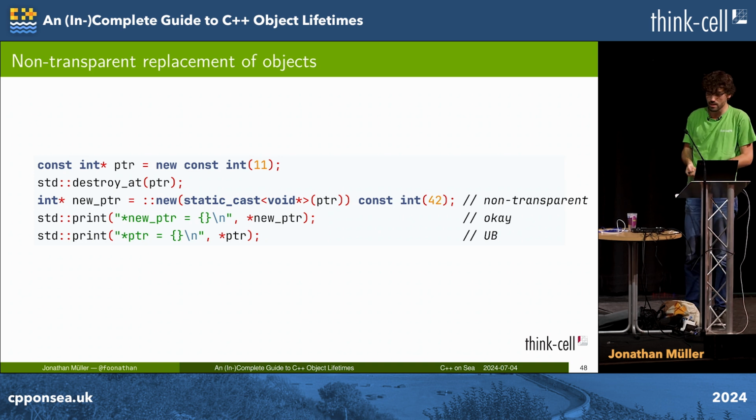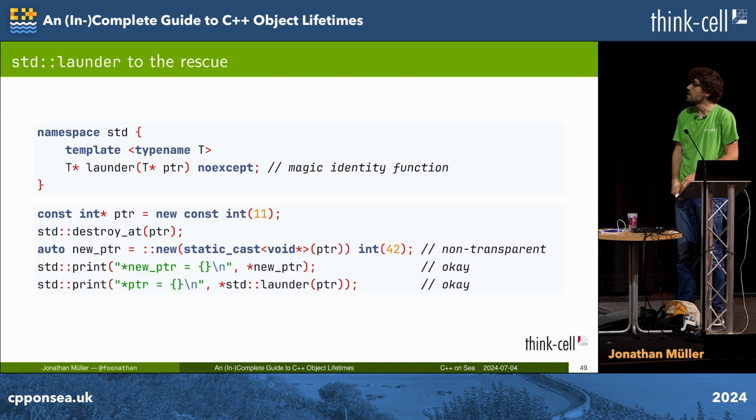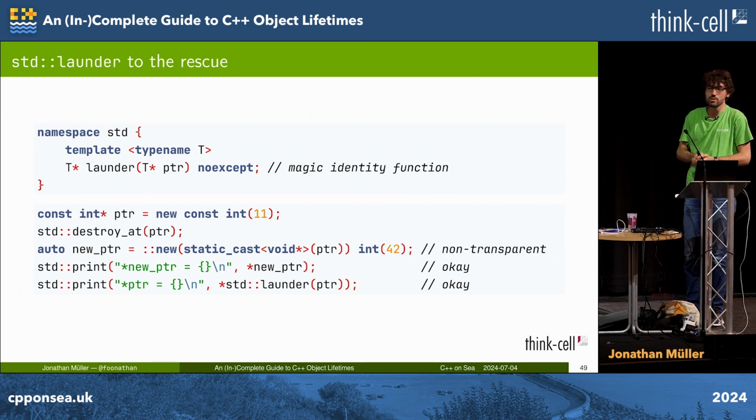We just have to call the favorite standard library function, launder. Launder is a magic identity function. It takes a pointer and it returns a pointer, but it makes the code okay. If you launder the pointer, this is fine because it tells the compiler, hey, the pointer might have been non-transparently replaced, so you actually have to dereference it again to get the correct value. So if you launder a pointer after a non-transparent replacement, we can use it.